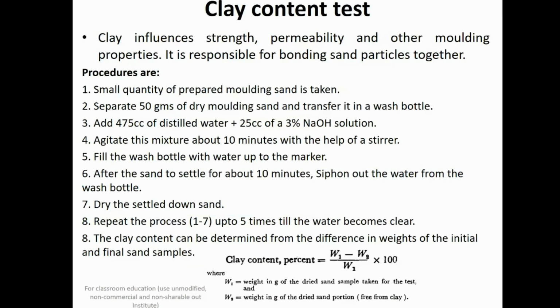The clay content can be determined from the difference in weights of the initial and final sand samples. The clay content can be calculated with this formula: (W1 minus W2) upon W1, into 100. W1 and W2 are the weights before the test and after performing the process steps 1 to 7, at least 5 times. From the difference in weight you can easily calculate the clay content percentage.